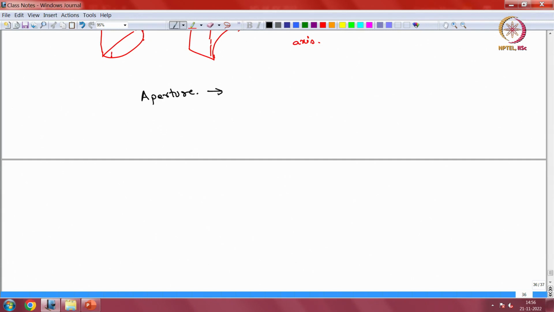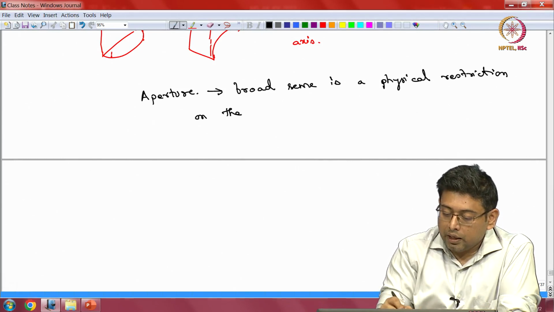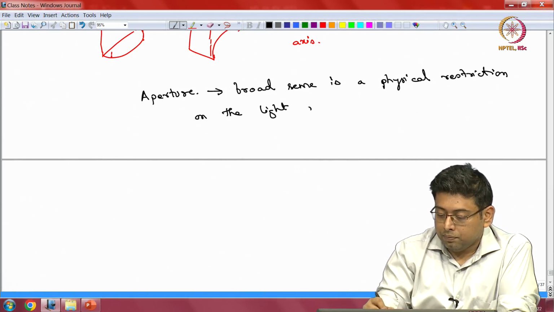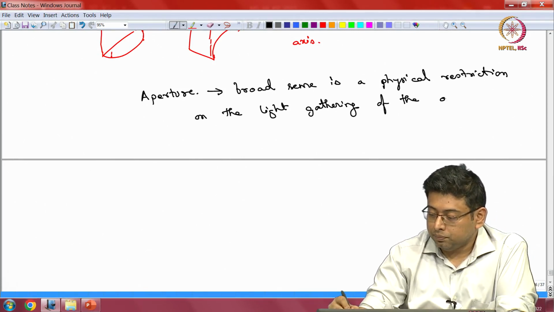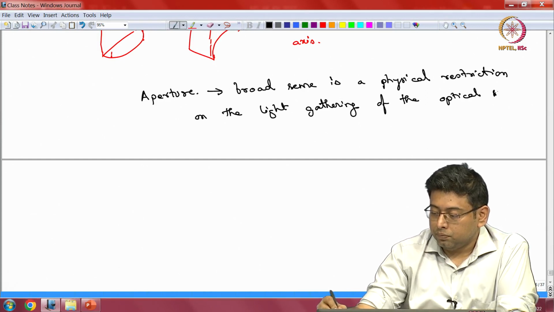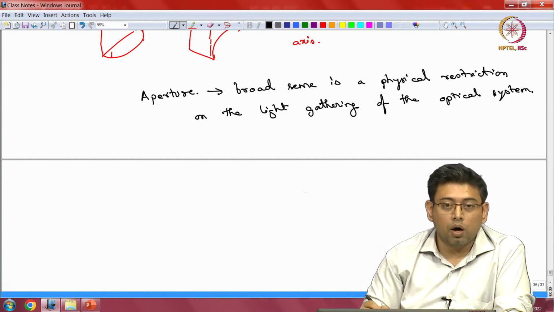Okay. Now, an aperture in a very broad sense is a physical restriction on the light gathering capacity of the optical system. Okay. So, how do you want to make one?